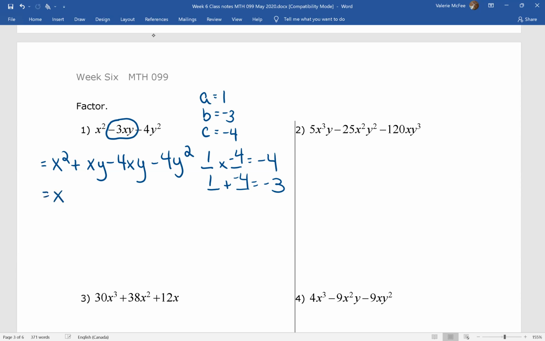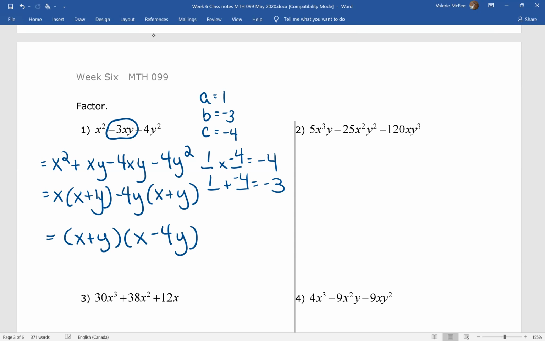Now factoring by grouping, I see that x is common. And -4y is common. So we have x plus y common multiplying x minus 4y. I think this is a good place to pause this video. I'd like you to take time before you start listening to the next video to attempt questions 2, 3, and 4. Remember to check for a greatest common factor.